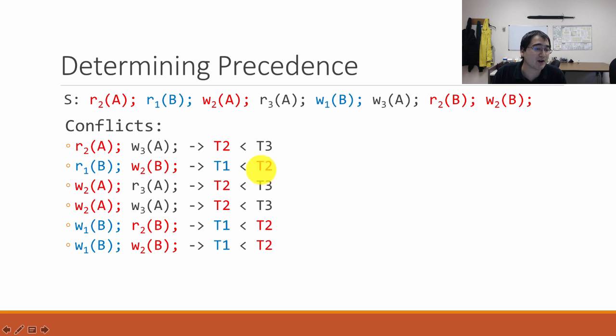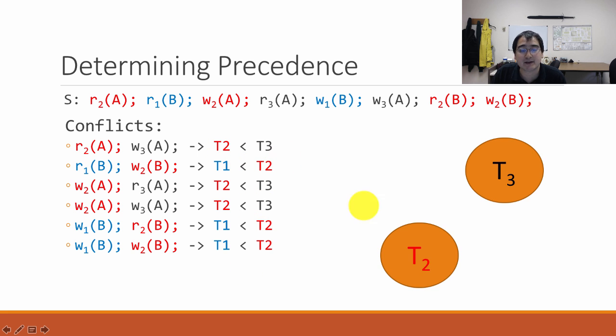Now some of these are redundant, but the important thing is you need to check all possible conflicts because you need all possible information regarding precedence. And so now we can draw our precedence graph. T2 takes precedence over T3. So I got T2 here, I got T3 here. I can draw the arc. Okay, T1 takes precedence over T2. T1 points at T2. And that covers all of the arcs here.